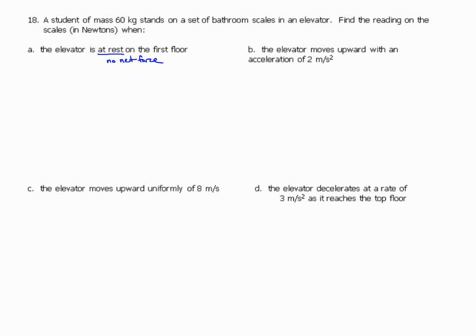We're going to draw a picture for each one of these. So here is the floor of the elevator. Here's the bathroom scale. Here's the student. So the scale reading would look something like mass 60 kilograms. That means the weight is 600.